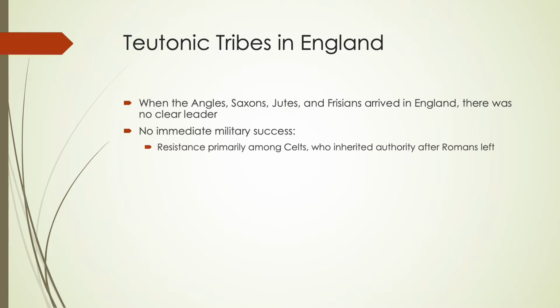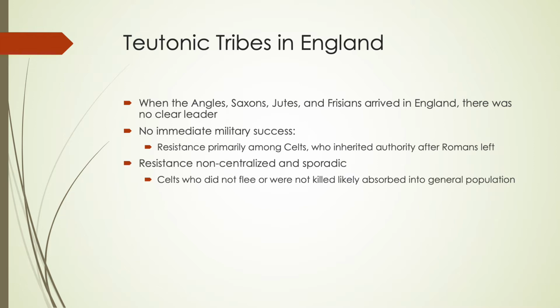They also didn't really have any immediate military success. Most of their resistance was primarily among the Celts who remained. They inherited authority of the islands over the Romans after they left. But the resistance was non-centralized. It was often very sporadic. So eventually, they did end up falling back, and the Celts who didn't flee or weren't killed were likely absorbed into the general population of the Teutonic tribes, who did end up taking over.